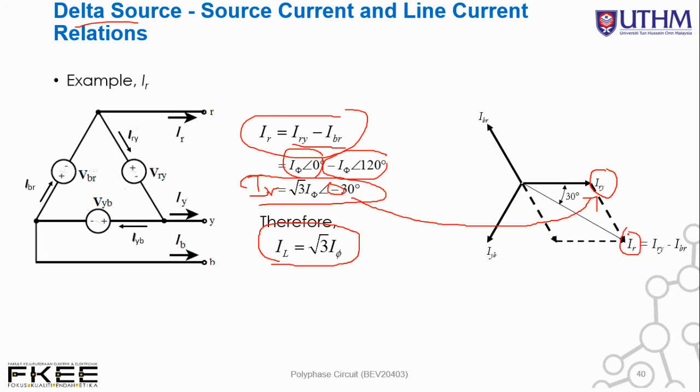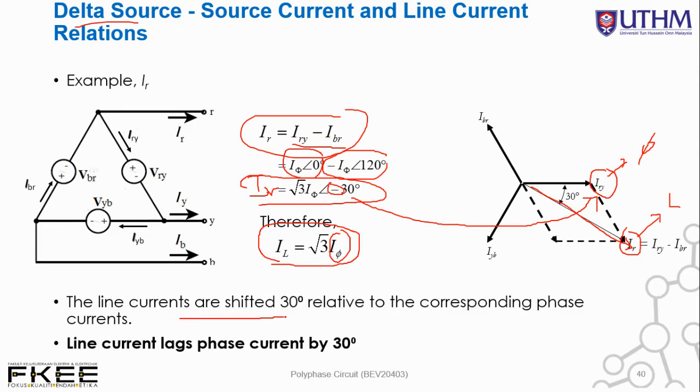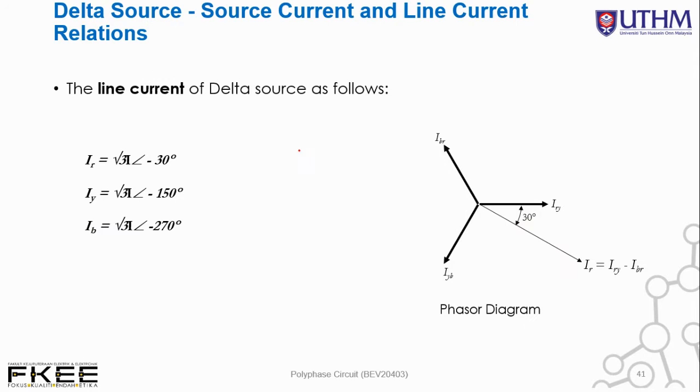Again, the magnitude of IR is longer compared to IRY because IR is square root 3 I phase. So this is phase, and this is line. The line current is shifted 30 degrees relative to the corresponding phase current. So we can conclude that line current lags phase current by 30 degrees. This is what we have drawn over here. It is located 30 degrees down below. So that is the line current of the delta source.